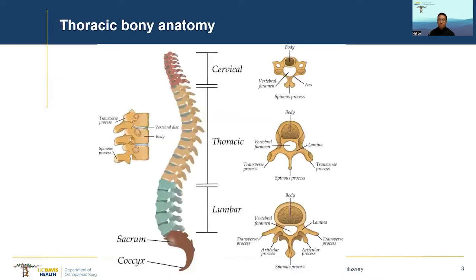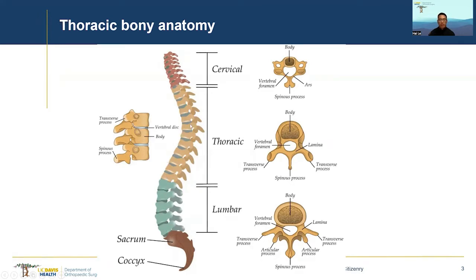So here is the spine anatomy. When you look at the spine from a sagittal profile, here's the cervical spine, which normally is lordotic. Here's the thoracic spine, which is normally kyphotic from T1 to T12. And here's the lumbar spine, which is normally lordotic also, from L1 to L5.